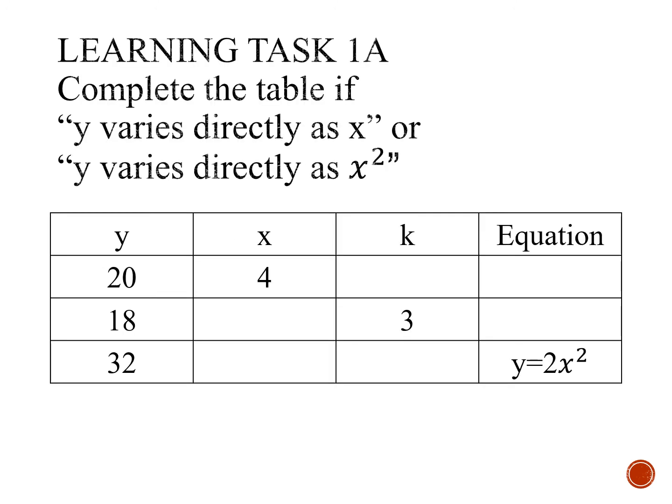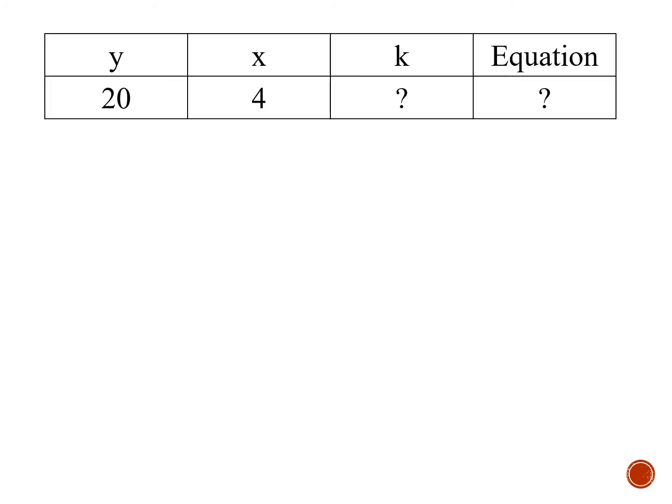So let us have how to do your task. So let us have an example. Let's complete the table if y varies directly as x or y varies directly as x squared. Are you excited? Very good. Let us have the first one, how to find k and the equation. So using the equation y is equal to kx, we replace y by 20 and x by 4 by substitution. So, pinalitan lang natin si y ng 20, si x ng 4.